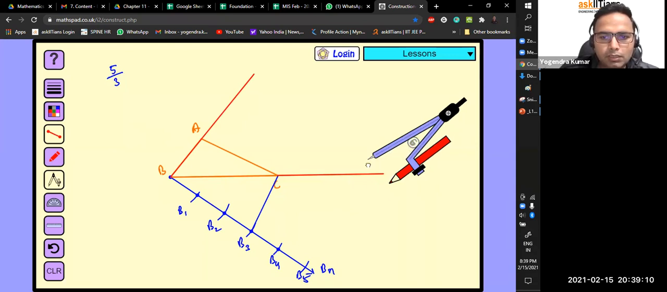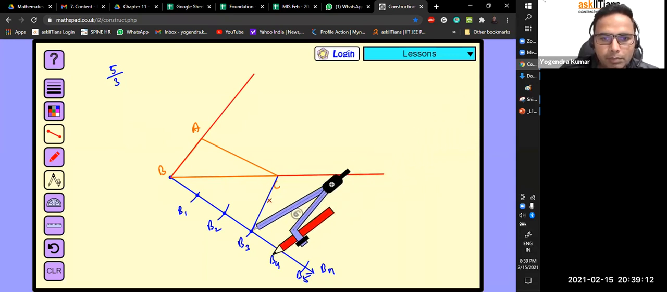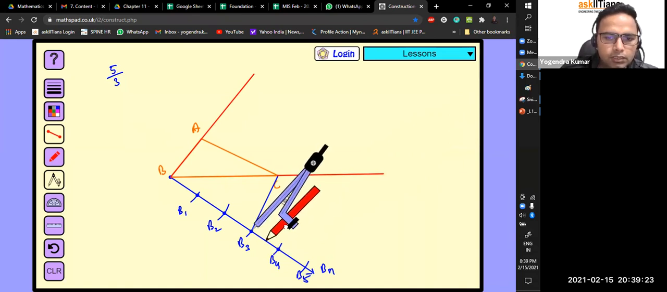So now what do we need to do? I want a line parallel to B3C, from B5 to some C dash. I can reduce this a little, or we can keep it the same, but it's okay. A little bit more.